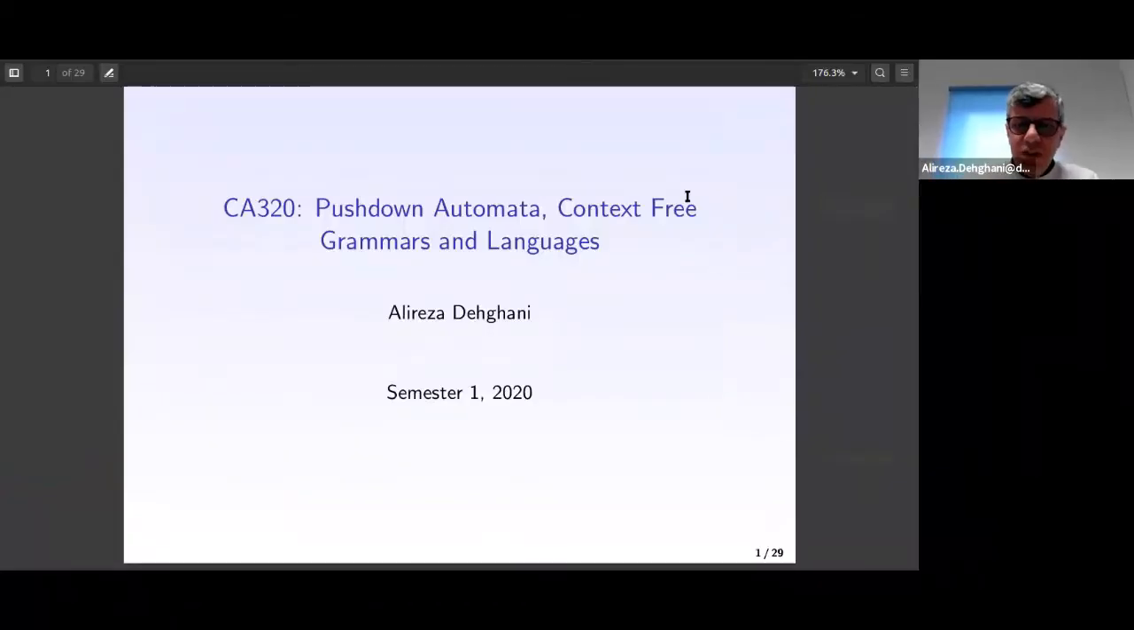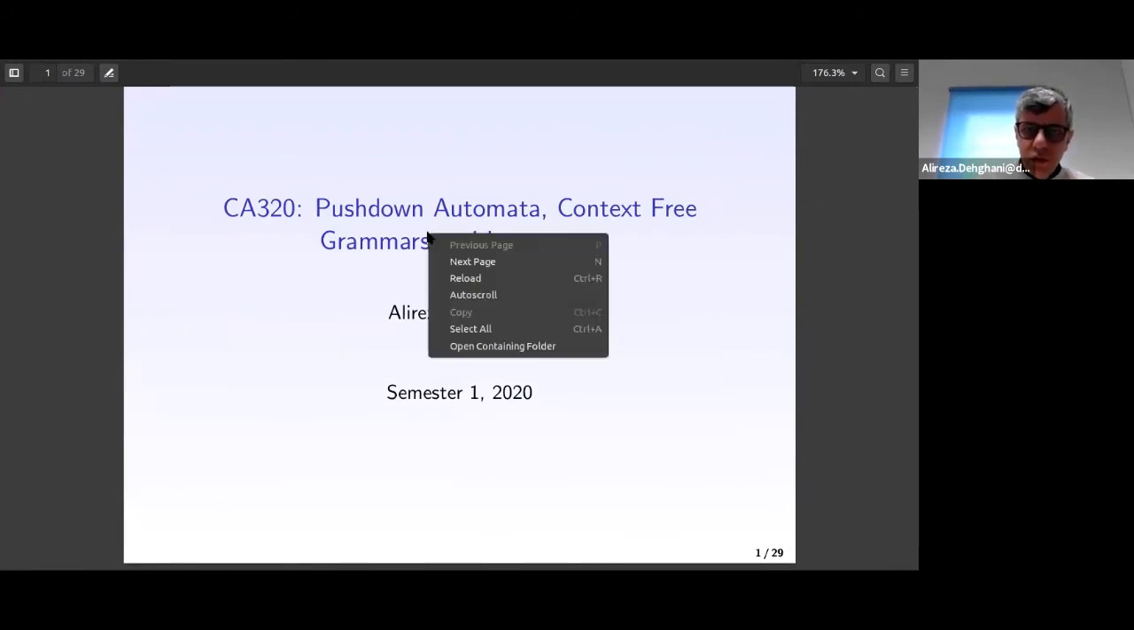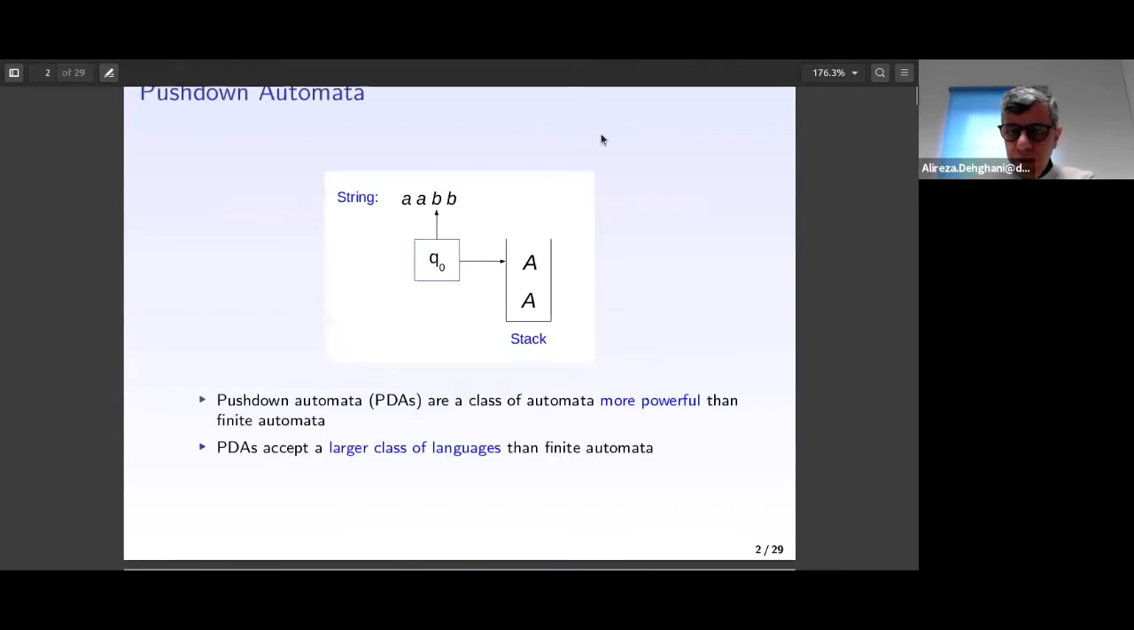Okay, so like I said, we are in the second group of the machine languages and grammars in the Chomsky hierarchy, which is Pushdown Automata. So, in terms of the Pushdown Automata, what kind of machine is it?